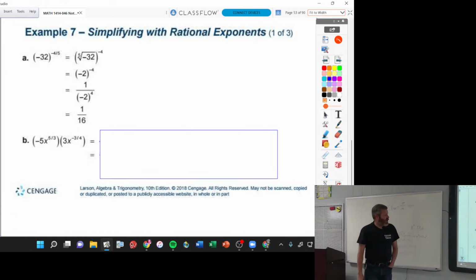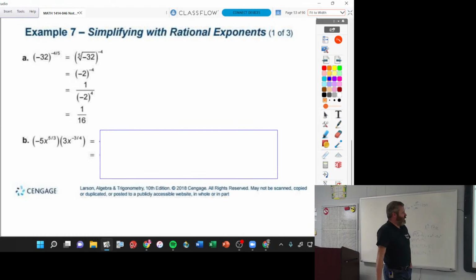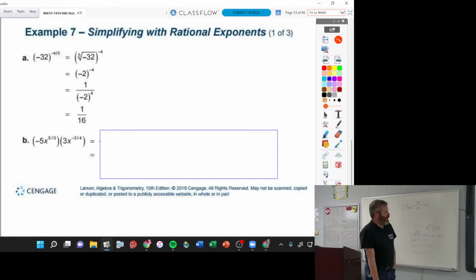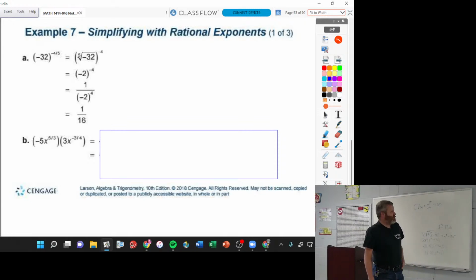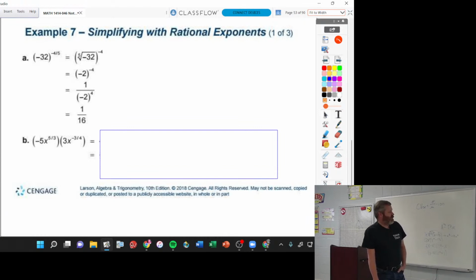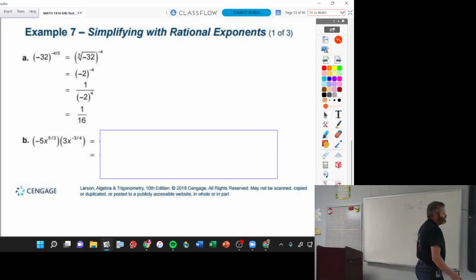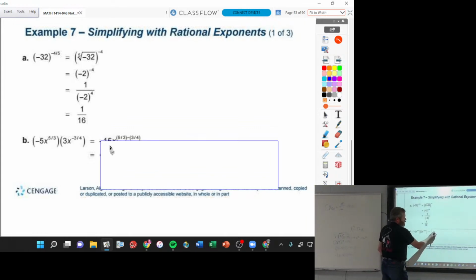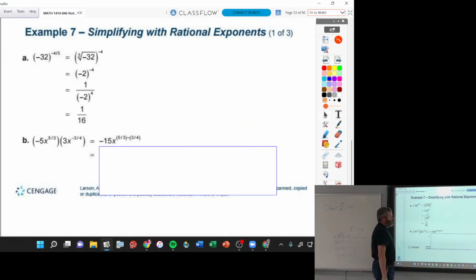This next one, we have a negative 5x to the 5/3 power times 3x to the negative 3/4 power. The first thing you want to do here is multiply our like stuff together. Negative 5 times 3 would be negative 15. We have x to the 5/3 power times x to the negative 3/4. We're going to add those exponents together, because when the bases are the same, you add the exponents.